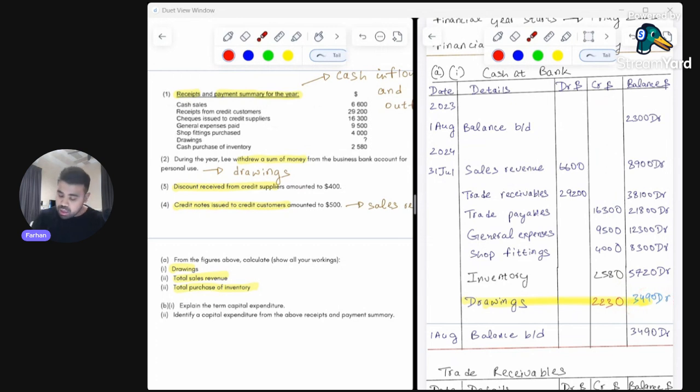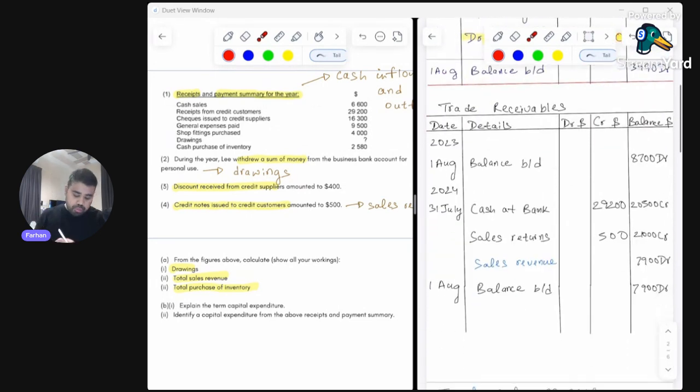Okay? All right. So that's already taken care of. So your cash drawings is $2,230. All right. The next requirement is to prepare the trade receivables account to find out the total sales revenue. We will prepare this account to calculate the credit sales revenue, and since we are given the amount for cash sales, we'll just add it to the credit sales to arrive at the total sales. So let's see how we can construct the ledger account for trade receivables.